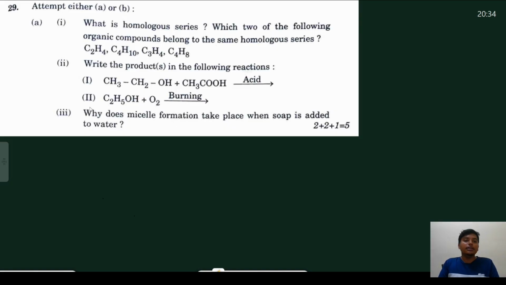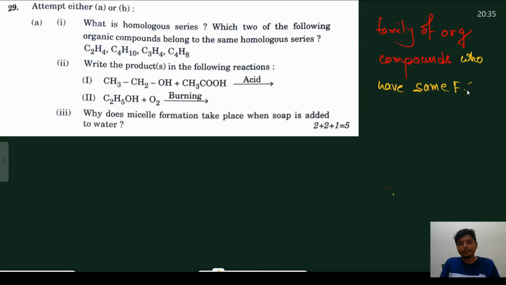Next question is from organic chemistry. You know, organic compounds, the fourth chapter, will have a 5-mark question. So what is homologous series? Homologous series is nothing but a family of organic compounds. Homologous series means a family of organic compounds which have the same functional group and the same general formula.